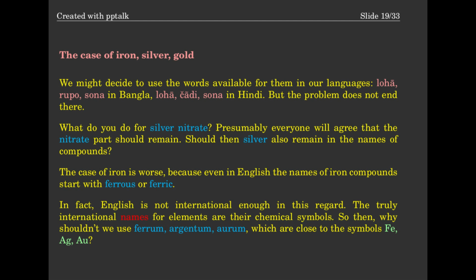In fact, English is not really international enough in this regard. The truly international names for elements are their chemical symbols. So then why shouldn't we use ferrum, argentum, aurum, which are close to the symbols Fe, Ag, Au?